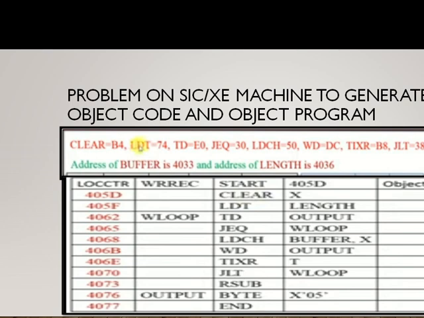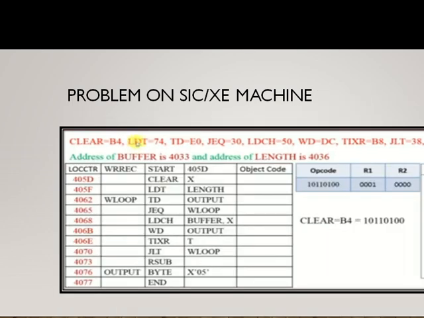Here LDCH buffer,X is of format 3. Format 4 instructions are represented with a plus in front of them. Like in the start section, if you have any plus, then it refers to format 4. Then after completing this location counter, we will focus on generating the object code. Here are the steps to generate the object program.